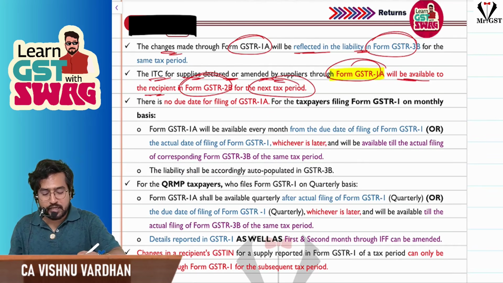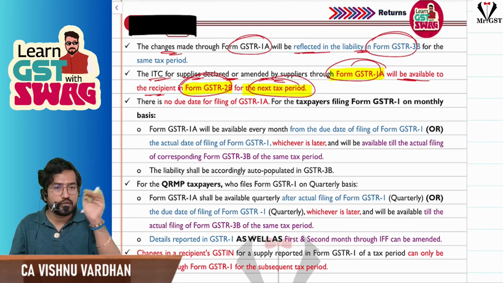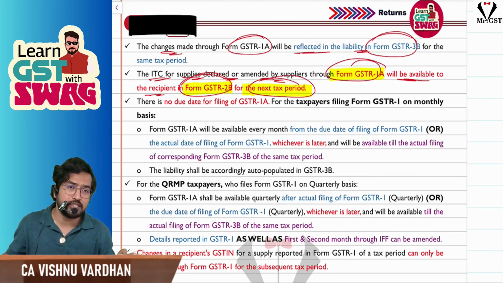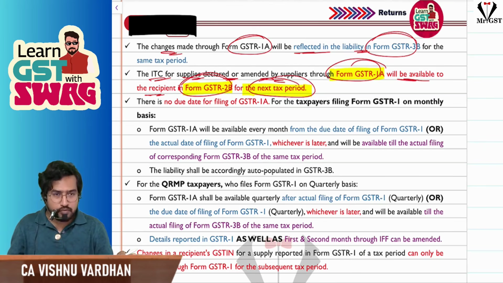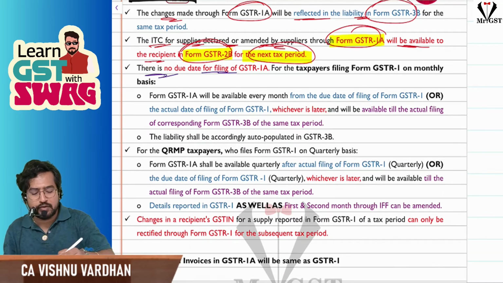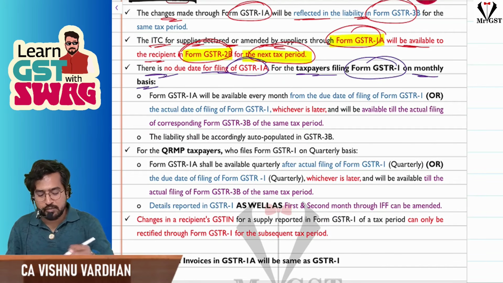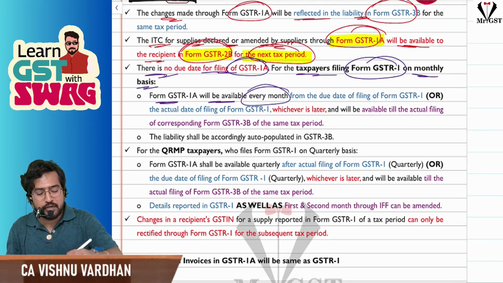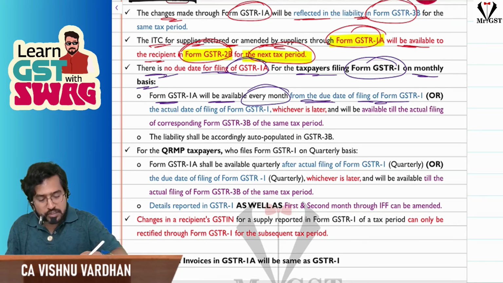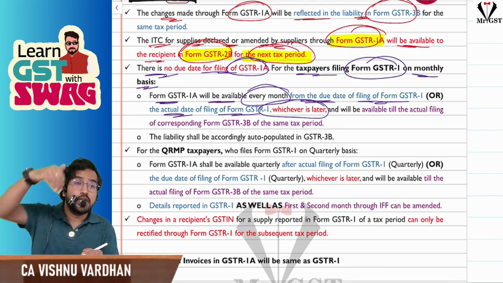Whatever you file in July GSTR 1A will be available only in 2B. But in which month's 2B will it come? August month's 2B only it will come. August month's 2B, when will it be generated? 14th September. Right. There is no due date for filing, but for taxpayers filing GSTR 1 on a monthly basis, GSTR 1A will be available every month from the GSTR 1 or actual date of filing GSTR 1, whichever is later.